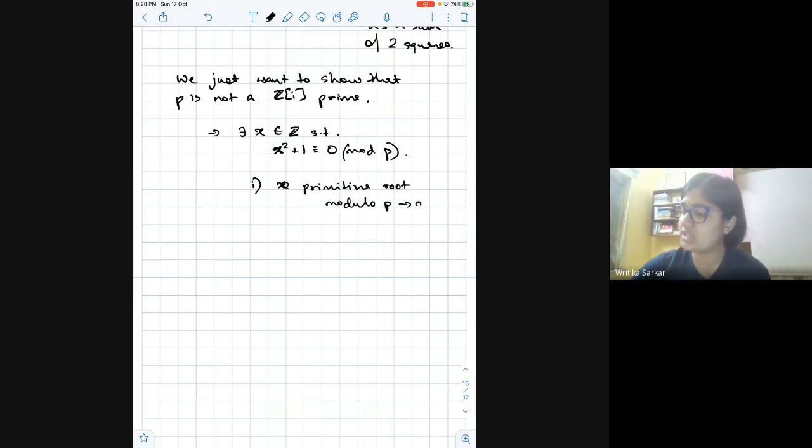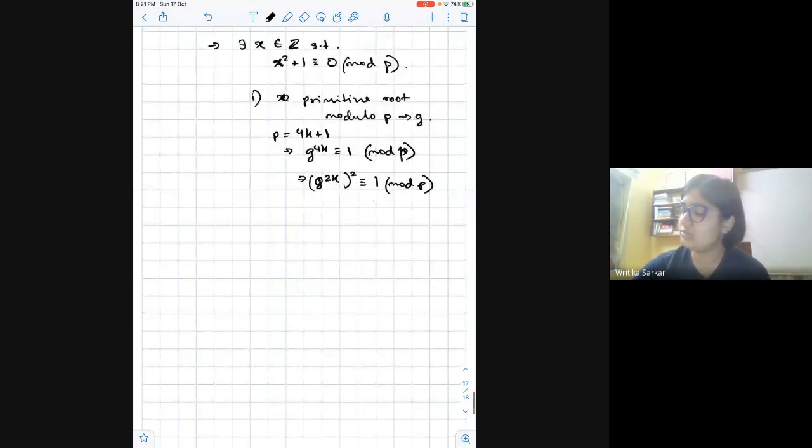Okay, let's call it G. And since p = 4k + 1, we have G^(4k) congruent to 1 modulo p, which means that (G^(2k))^2 is congruent to 1 mod p. Okay, but G is a primitive root, so the order of G is 4k.